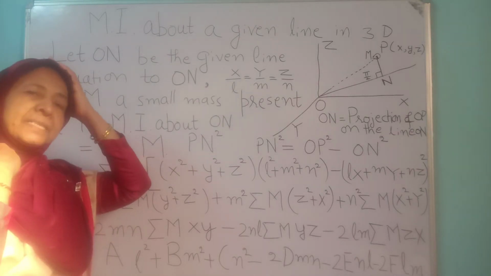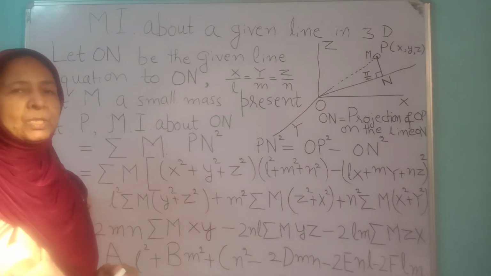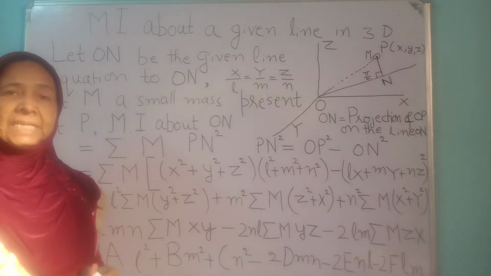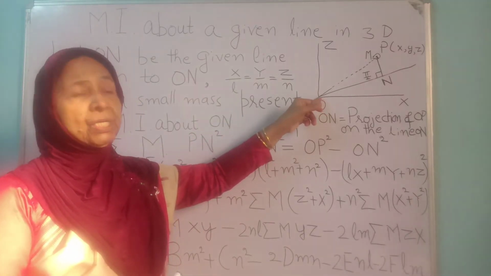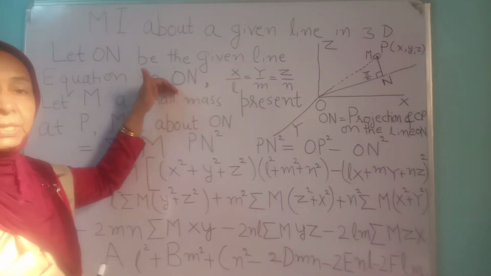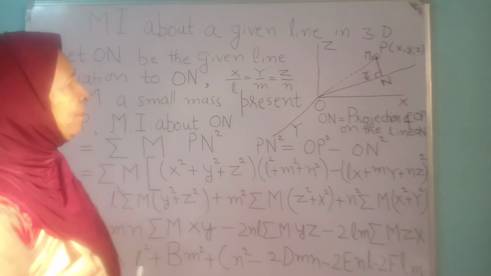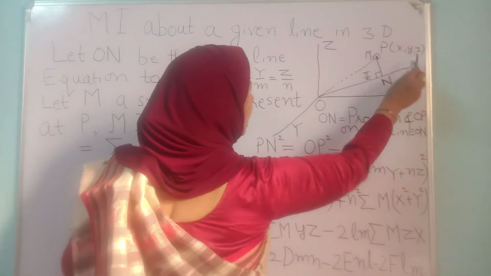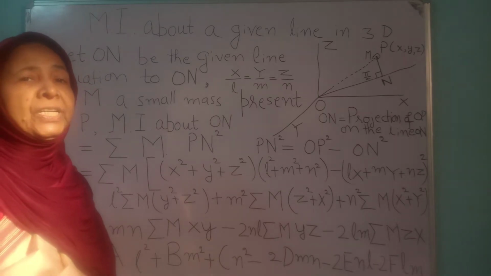So the very popular equation of a given line in three-dimensional geometry, all of you must have studied. That is (x minus x dash) divided by L is equal to (y minus y dash) divided by M is equal to (z minus z dash) divided by N. Here what is x dash, y dash, z dash? 0, 0, 0. Because the line is passing through the origin. So let ON be the given line, and we can write down the equation of this line as x upon L is equal to y upon M is equal to z upon N.